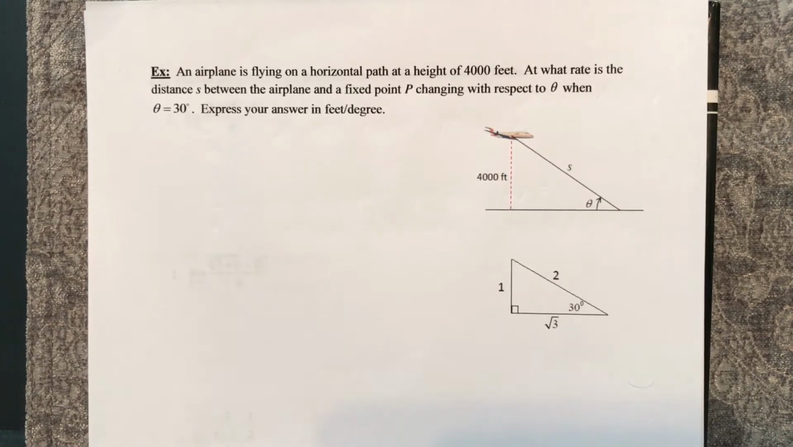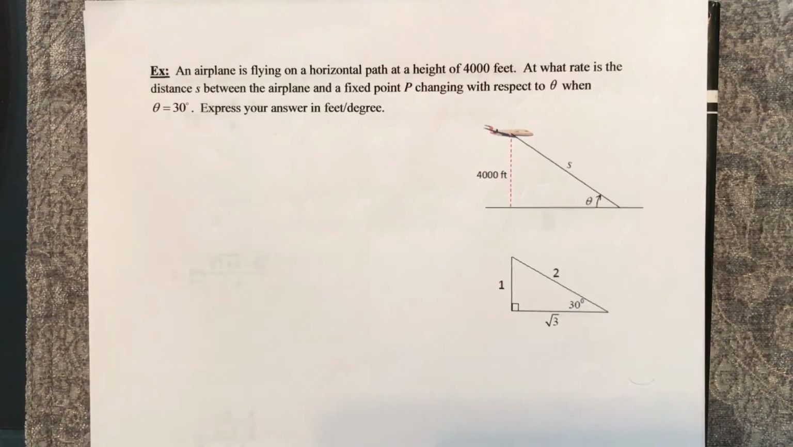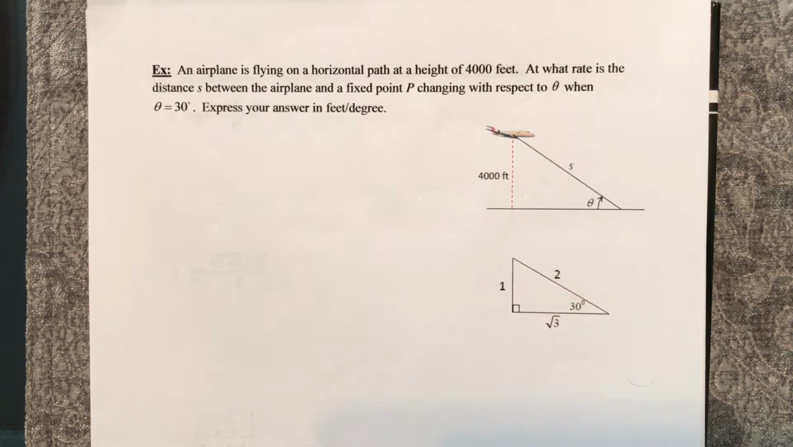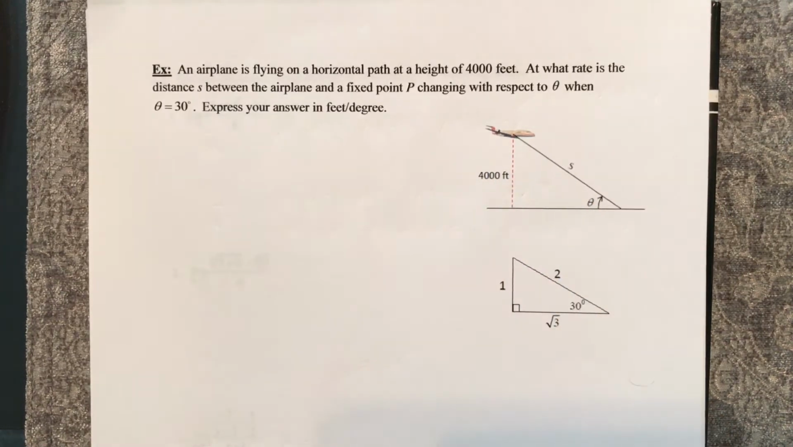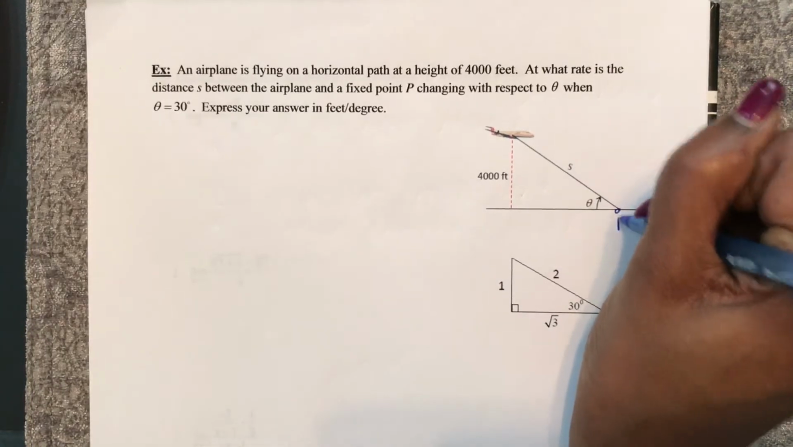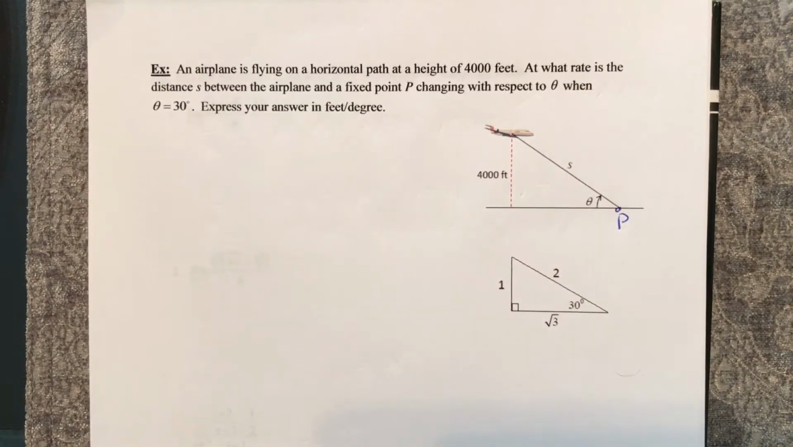Let's get into an application problem. So here we have an airplane that's flying on a horizontal path at a height of 4,000 feet, pictured here. At what rate is the distance S, so here's S, between the airplane and the fixed point P, changing with respect to theta when theta equals 30 degrees? Express your answer in feet per degree.